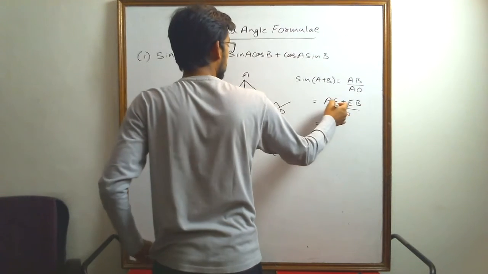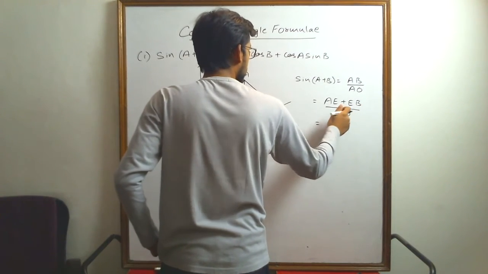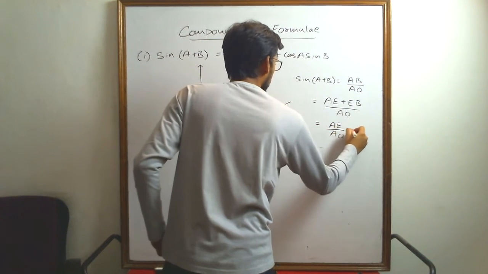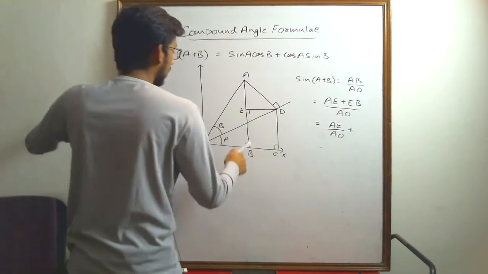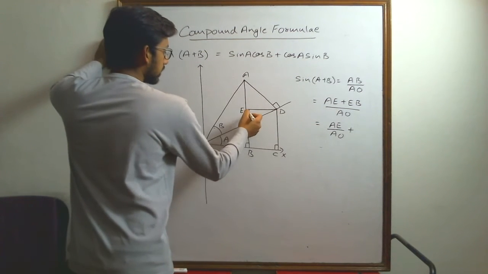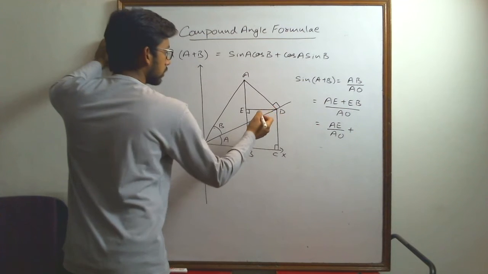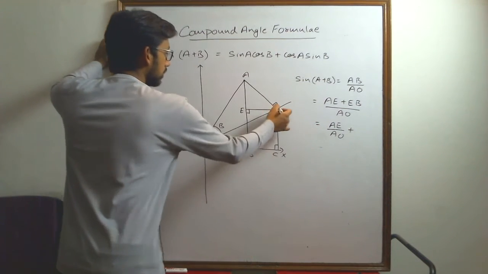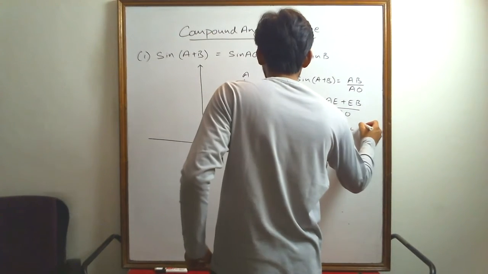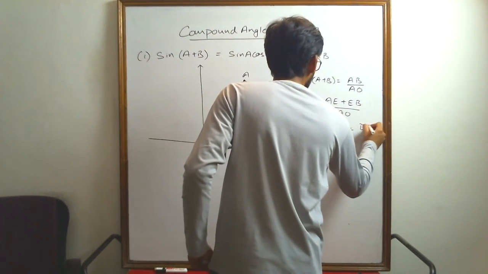Alright, now let's separate them. Let's separate the denominator, and while doing that we see that AB is equal to DC, because this is 90, this is 90, this is 90, this will also be 90. This is a rectangle, so opposite sides will be equal. So instead of writing EB, I am writing DC.